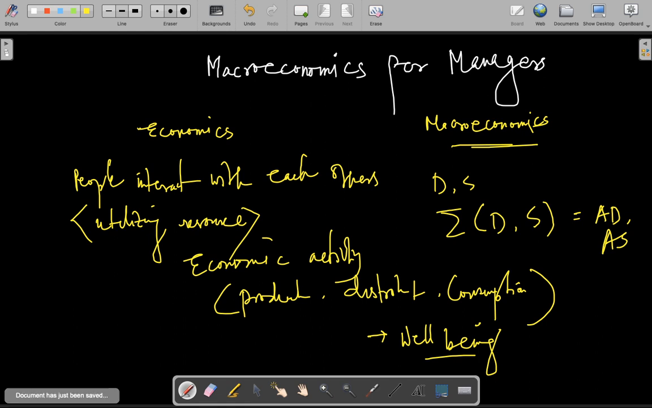In microeconomics, we have seen that in most cases we are not really considering government or financial institutions or other complexities which exist in the market. But here in macroeconomics, we are going to bring in extensively government or banks and other institutions.